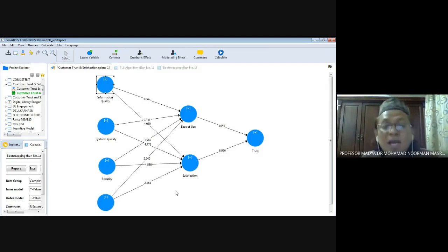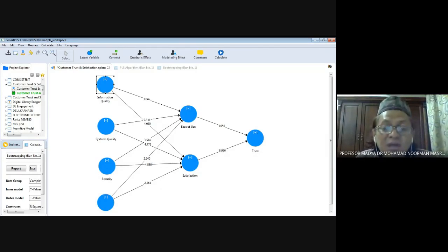Now let's say you hypothesize a positive relationship, but then all or some of the scores do not exceed 1.645. If the scores do not exceed 1.645, it means the hypothesis is rejected. Now, can I have results where all hypotheses are rejected? That is something very rare.